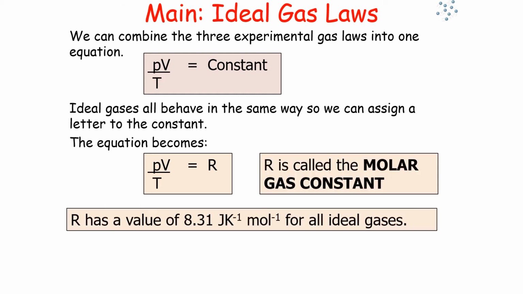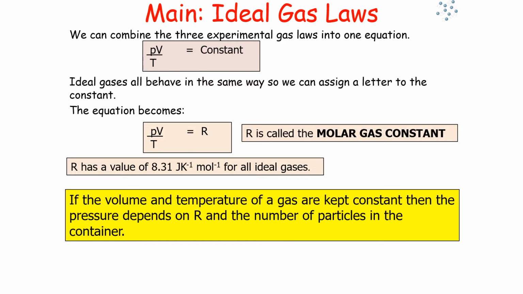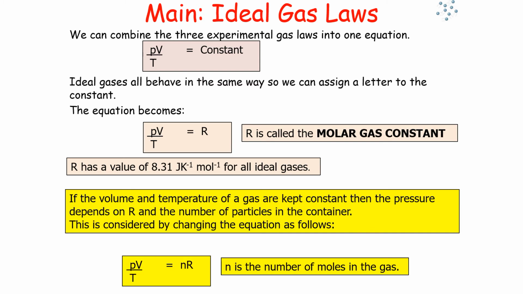R is what we call the molar gas constant. R has a value of 8.3 joules per Kelvin per mole for all ideal gases. So this tells us that if the volume and temperature of a gas are kept constant, then the pressure depends on R and the number of particles in the container. So we can write in our equation that PV over T is equal to nR, where n is the number of moles in the gas.